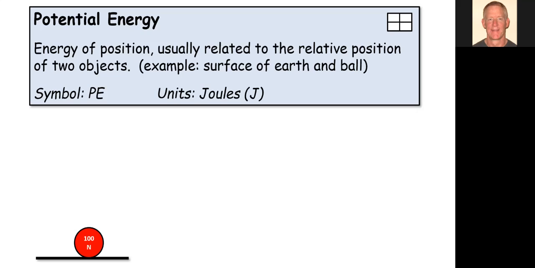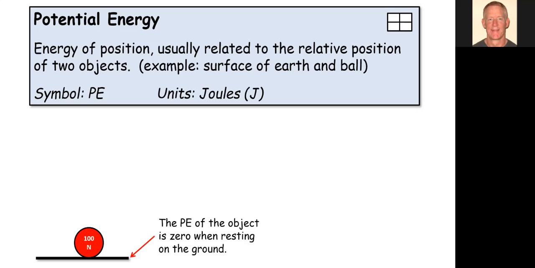So let's look at an example. We have a ball that has a weight of 100 newtons, right? So it would be a mass of 10 kilograms, but if we multiplied that by the acceleration due to gravity, right, we would have a weight of 100 newtons. So gravity is pulling down on that ball with a force of 100 newtons.